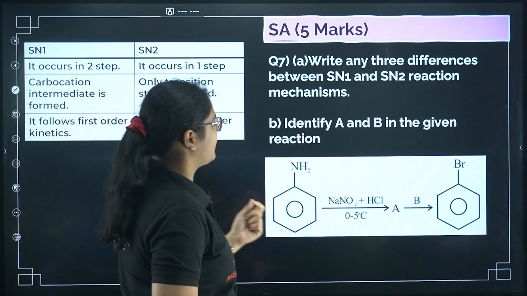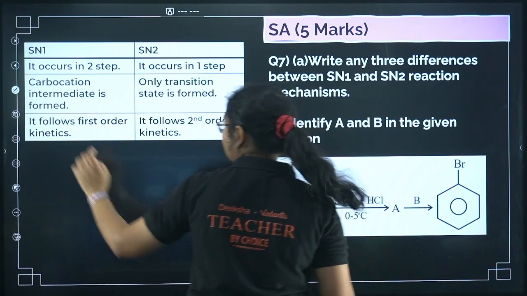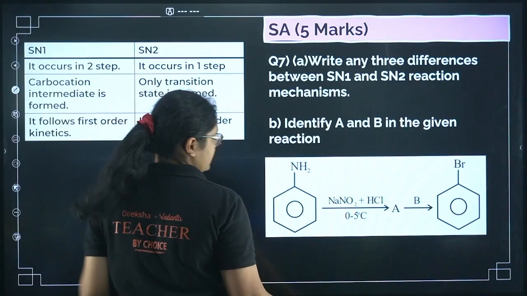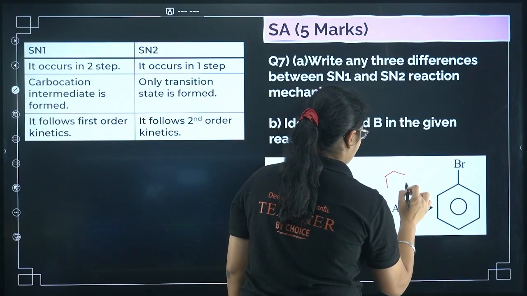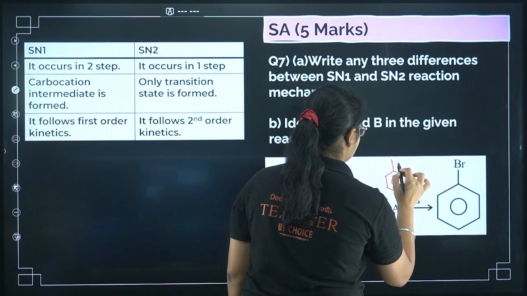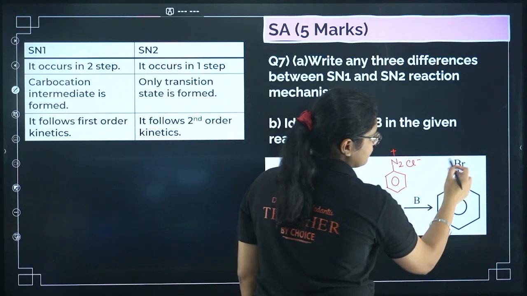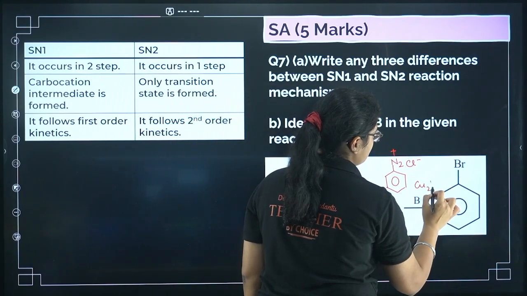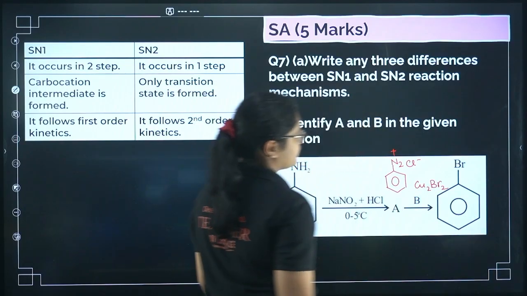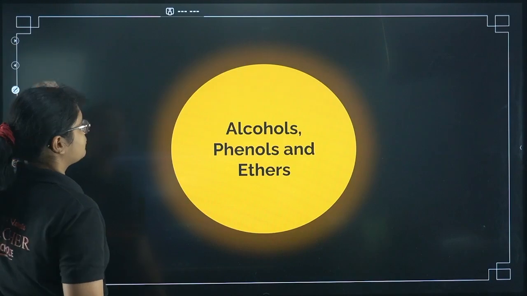Next, identify A and B in the given reaction. So here what is happening? First of all, here I will get a benzene diazonium chloride. Now B, what will happen? Here bromine will be introduced if you use Cu2Br2. That is formation of bromobenzene.